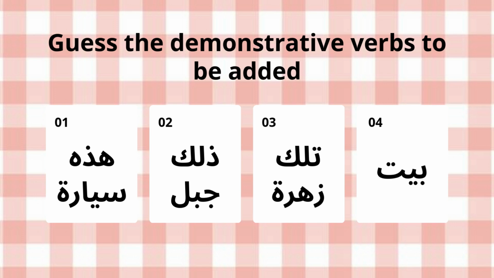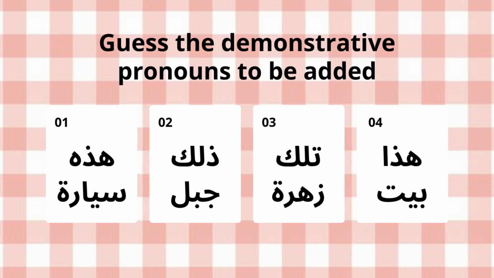Lastly, baytun. It is a masculine word and it is close to us. So we have to say this is a house. So we'll say هذا baytun. This is a house, not هذه, because baytun is masculine.